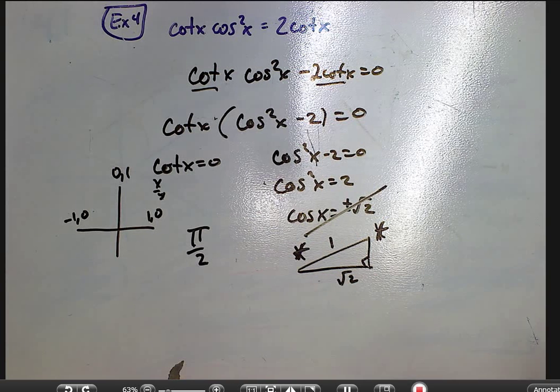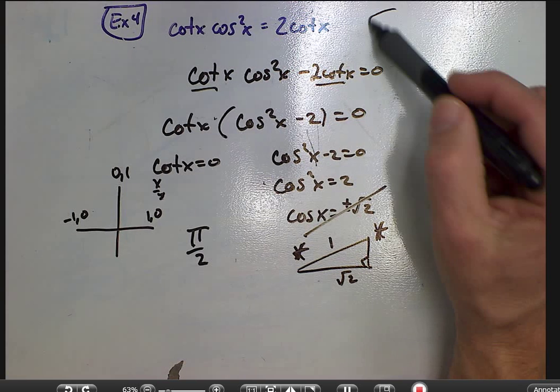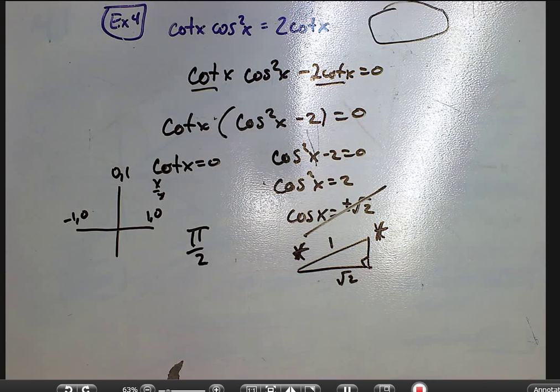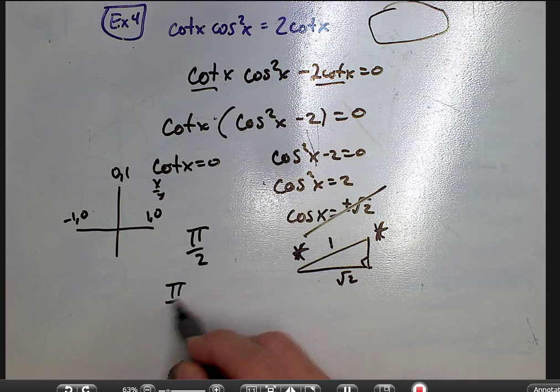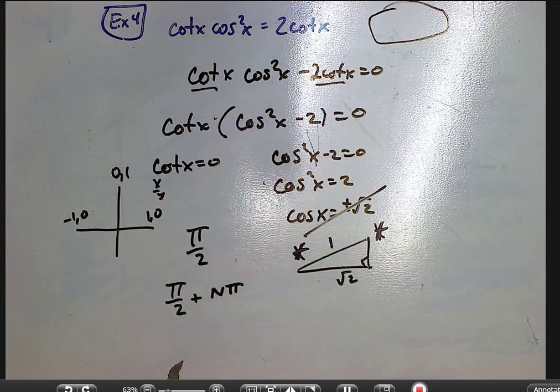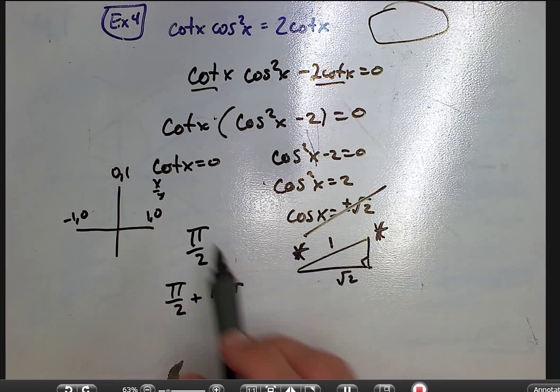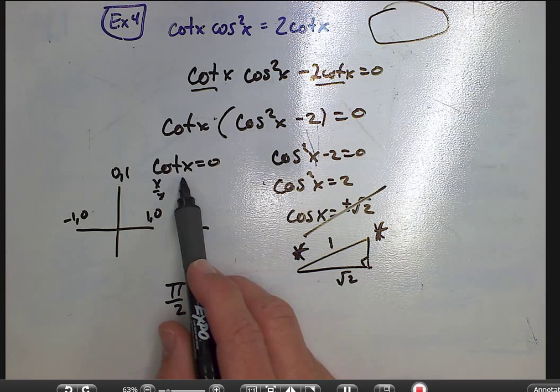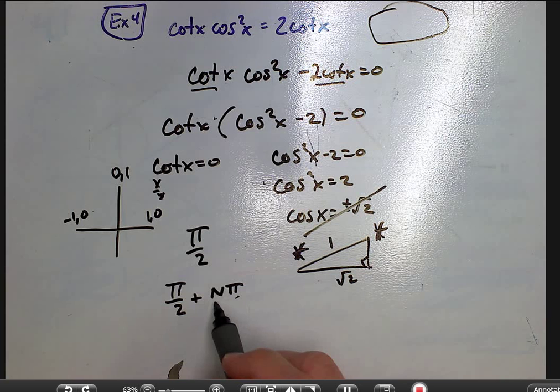Well, notice this does not give you any limits on your answers. It doesn't say 0 to pi. But I know that cotangent repeats itself every pi units. Therefore, it's going to be pi over 2 plus n pi. Notice on sine and cosine we used 2n pi earlier in this lesson. But since cotangent of x repeats itself every pi units, its period is pi. I don't use the 2, I just use n pi.